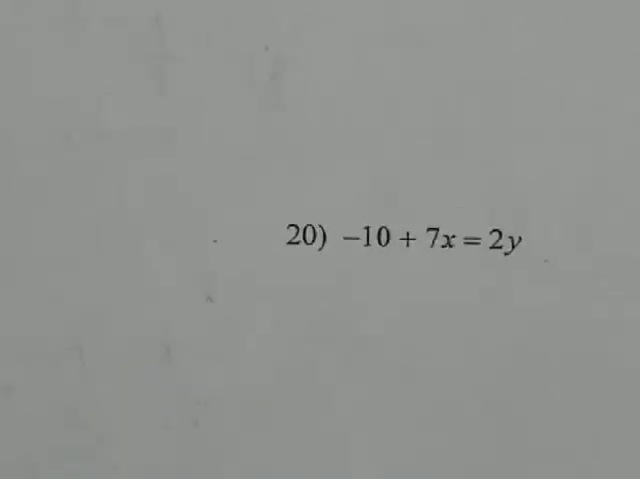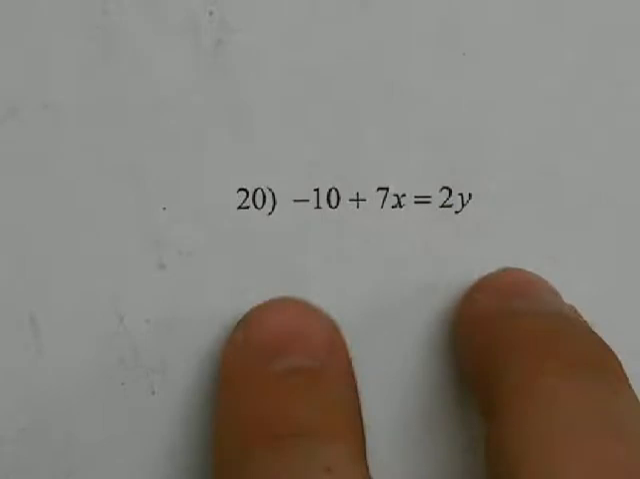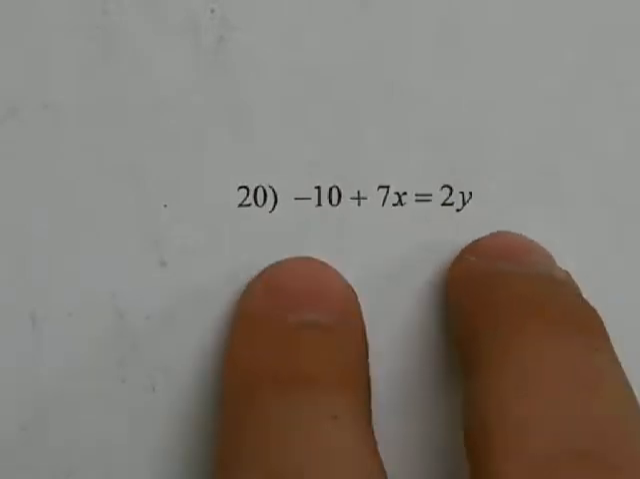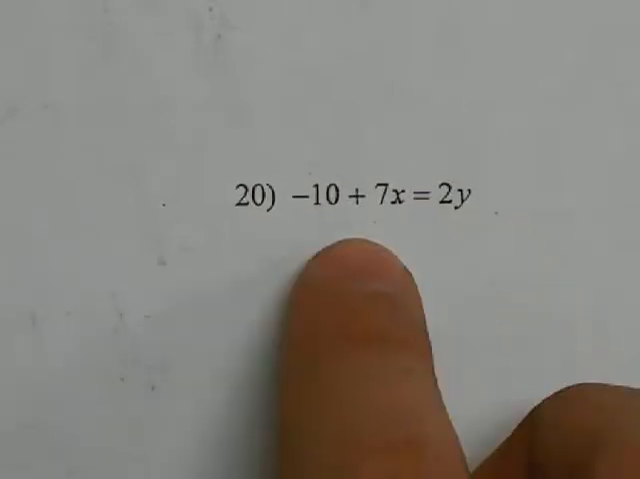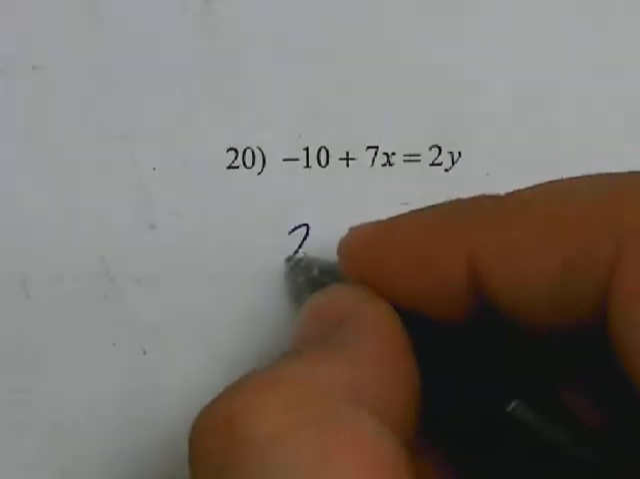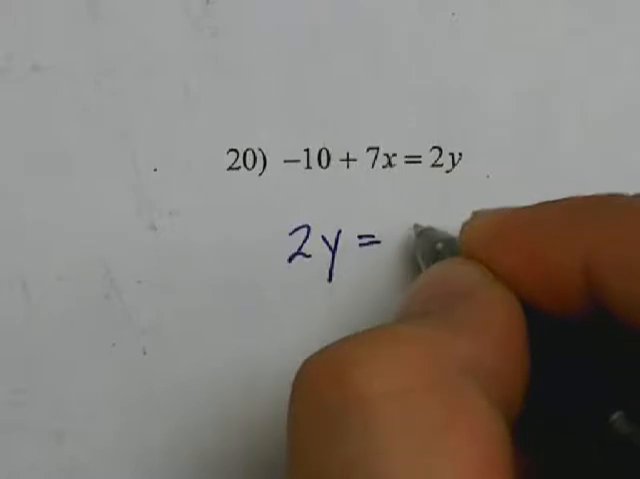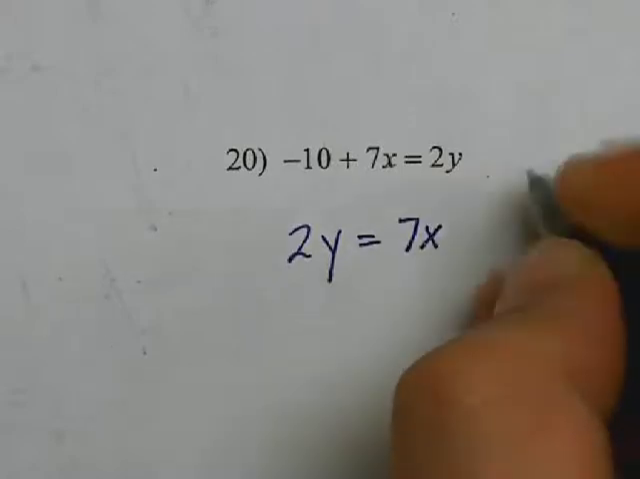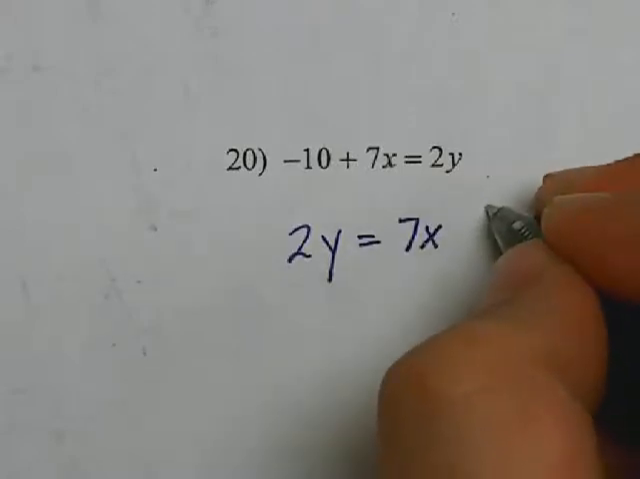Negative 10 plus 7x equals 2y. So, guys, notice this. Is y on the left side? No, it's not. So I'm going to move. You can either move it using inverse operations or flip it. What I'm going to do is just simply flip it. So say 2y equals, watch this. I'm going to change this up. 7x minus 10.